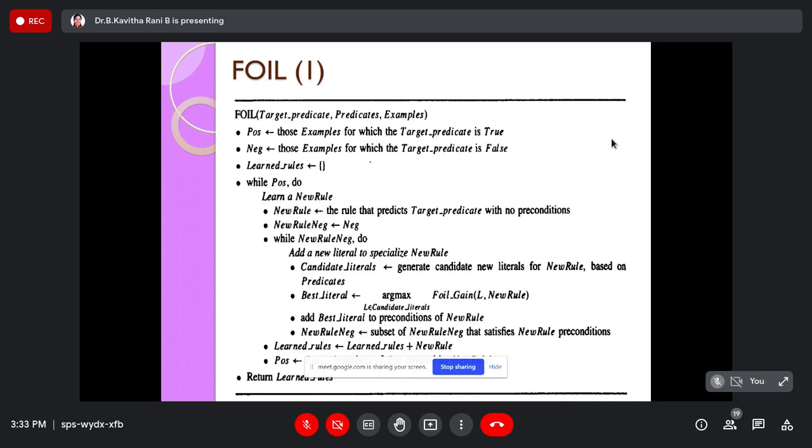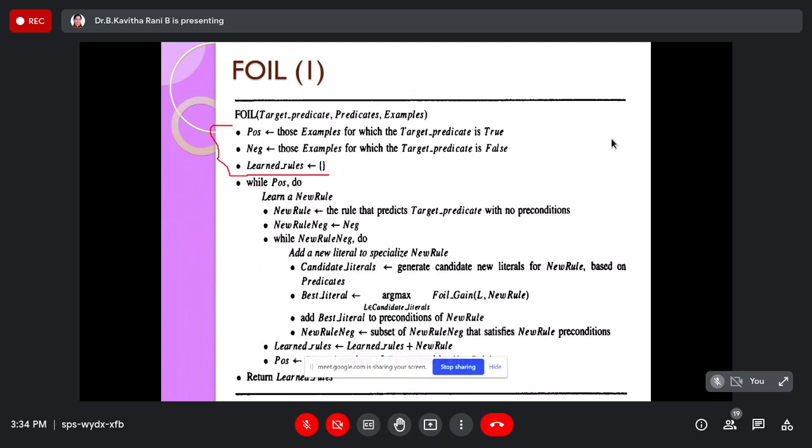How does the sequential covering algorithm work? We take one rule first. So you can see here, learned rules is empty. One rule is learned at a time. Learned rule examples will be deleted. After the rule is generated, all the examples covered by that rule are removed. Then again we learn the next rule. So that is the outer loop.